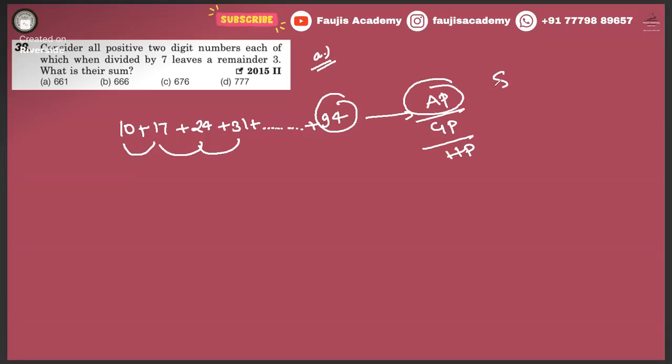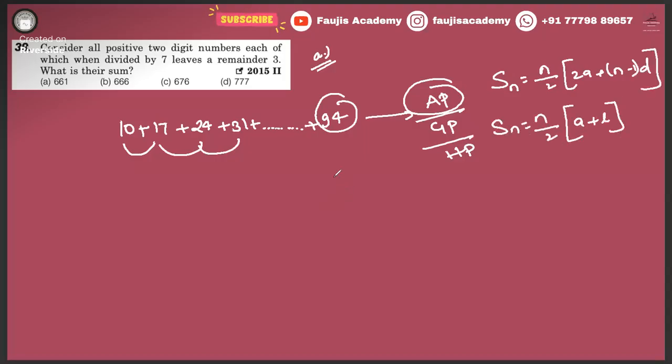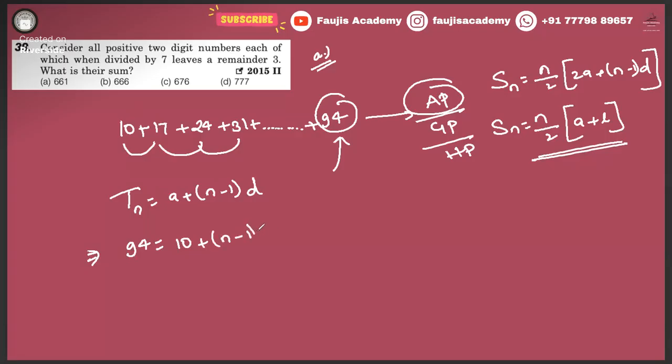It is AP. Sum to n terms of an AP is what? n by 2 into 2a plus n minus 1 into d. There is another formula as well: n by 2 into a plus l. To use this formula, we need to know the value of n. Nth term is a plus n minus 1 into d. This is the nth term of an AP, right? So the nth term is 94, the first term is 10. n minus 1 we don't know. d, the common difference, is 7, right?